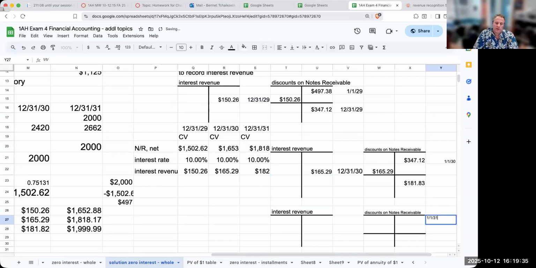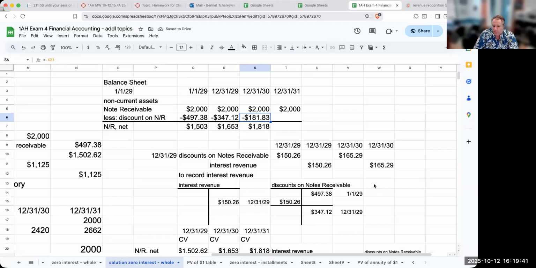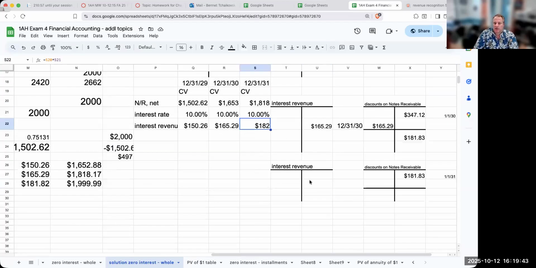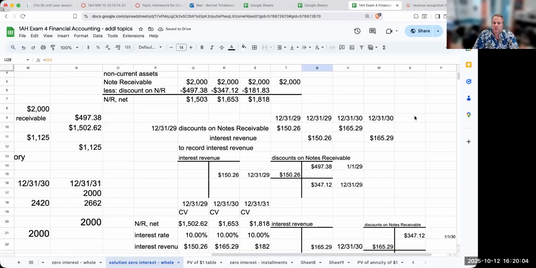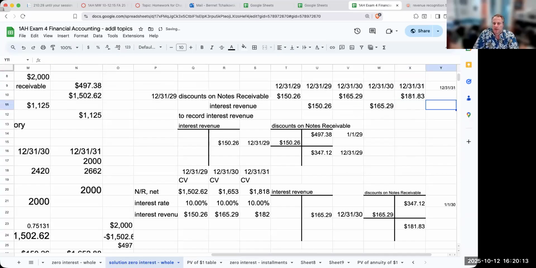on 1/1/31, my opening balance in my discount on notes receivable was 181.83. The amount I'm going to record as interest revenue is essentially going to be this 182. When I go through and look at this, something miraculous happens. When I record this interest revenue, this discount has effectively gone down to 0. So what I'm going to do at 12/31/31, I'm going to record basically the remaining amount that was over here, or this 181.83.